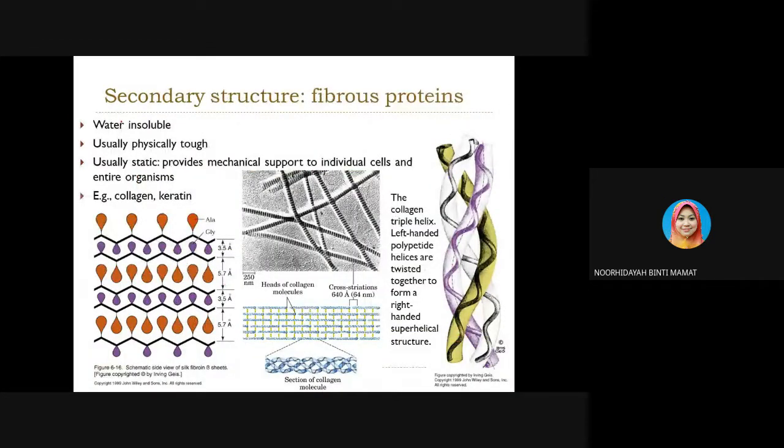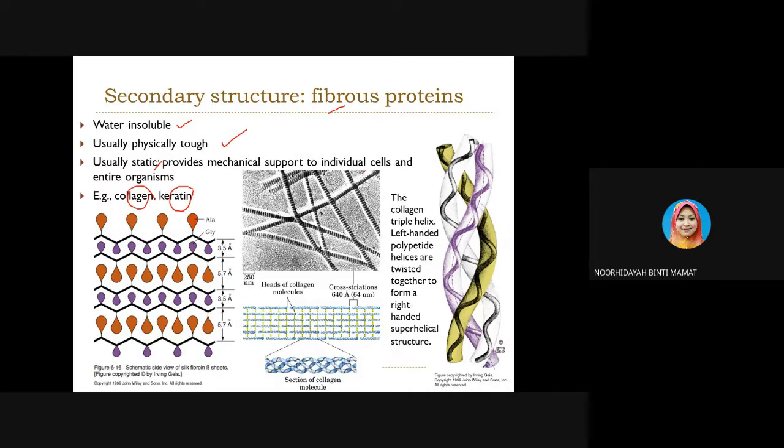So an example of secondary structure is the fibrous proteins. The primary structure, just now you were talking about the silk keratin, right? So the example of secondary structure is the fibrous proteins. These fibrous proteins are water insoluble, usually physically tough, okay, and usually static, which means they can provide mechanical support to individual cells and entire organisms. Okay, for example, we have collagen and also keratin.